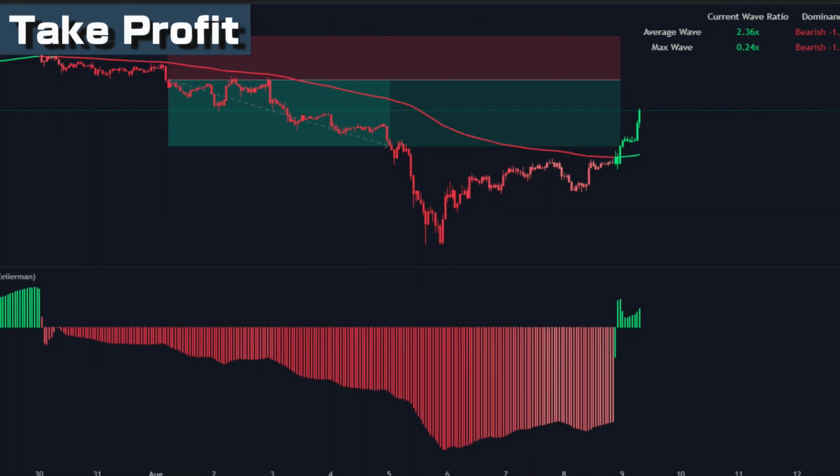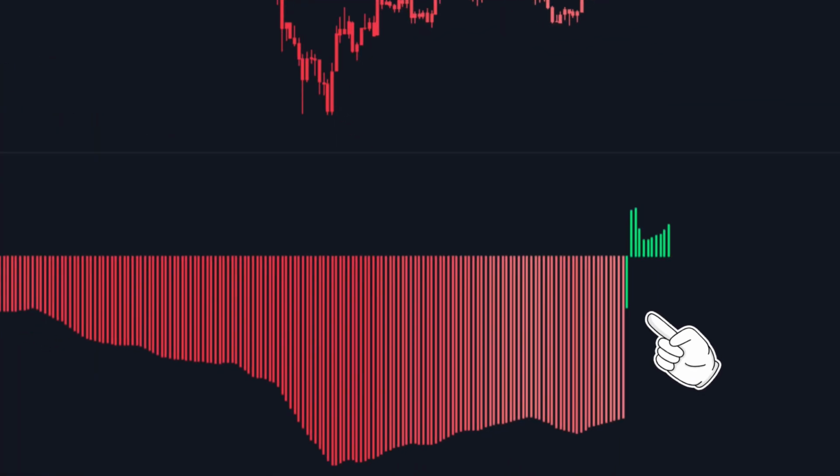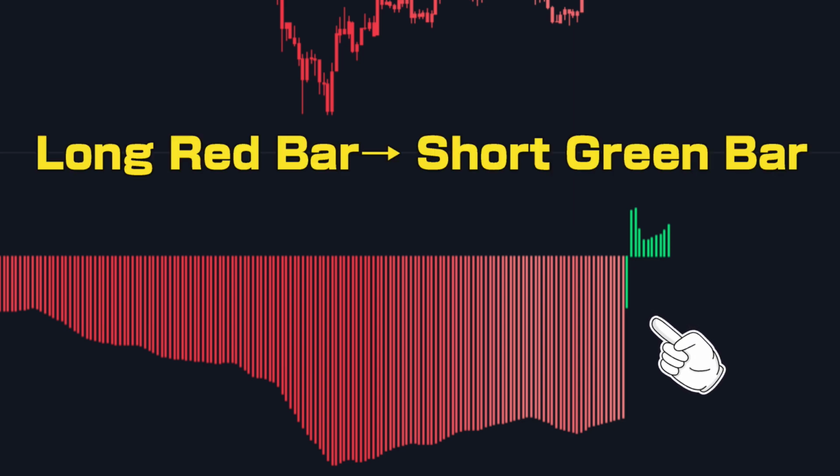Take profit. When the bars on the speed histogram suddenly start shrinking, especially when a long red bar turns into a short green bar, taking profit immediately is recommended.